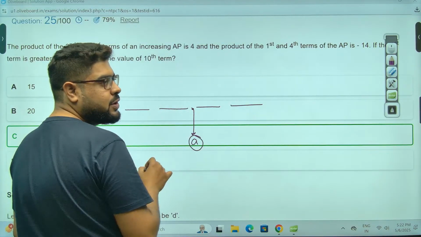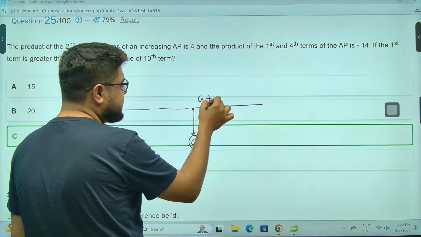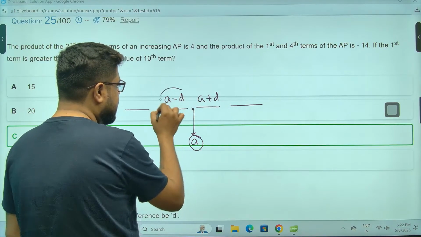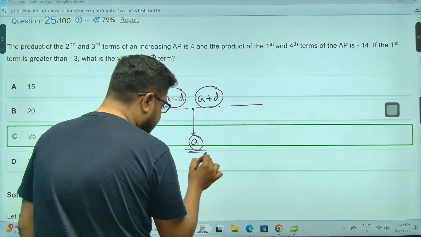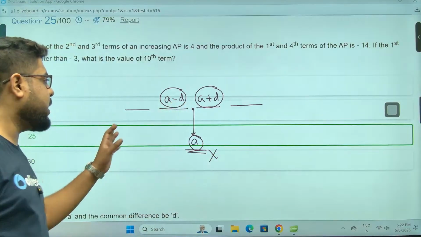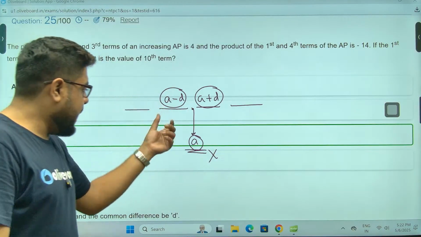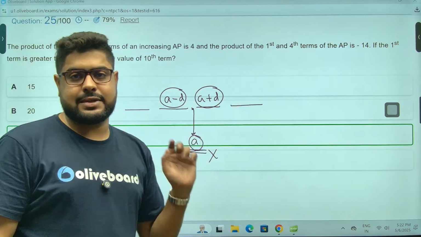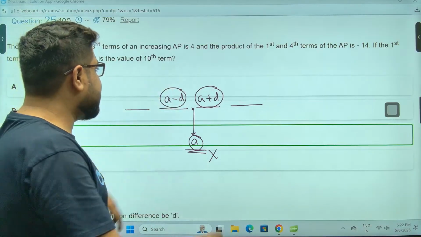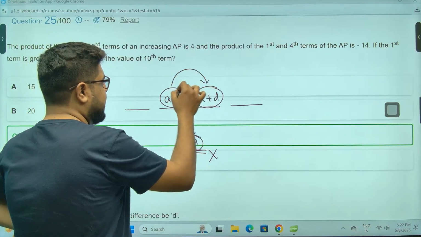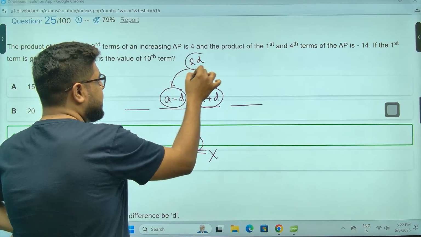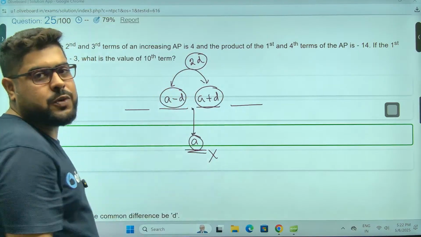That is A. Now the common difference: I'm taking this as A plus D, and this as A minus D. Please understand, A is not part of this AP. So the common difference of this AP is 2D. You take this minus this, you will get 2D.